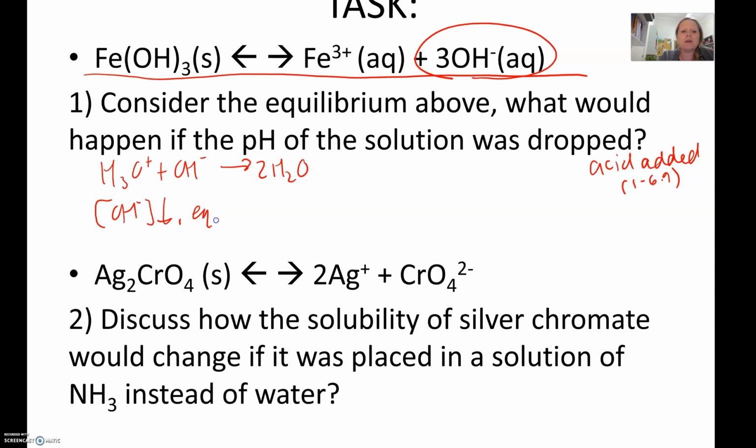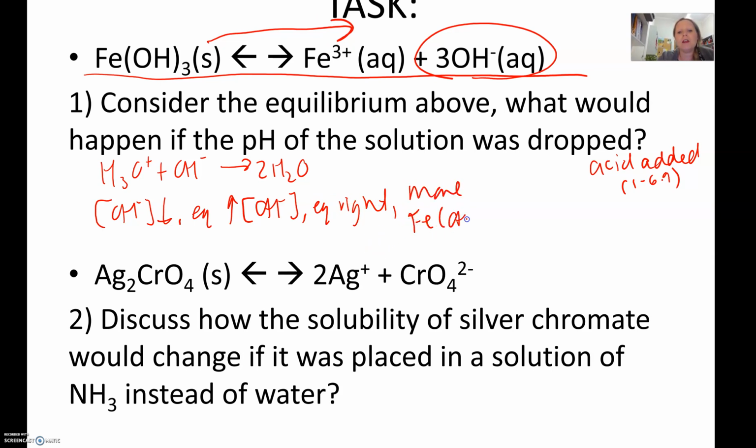This means that our equilibrium is going to shift to increase the concentration of hydroxide ions, and it'll do that by shifting to the right. And so if the equilibrium shifts to the right, we're going to get more of the Fe(OH)3 solid dissolving. Okay, I hope that makes sense.